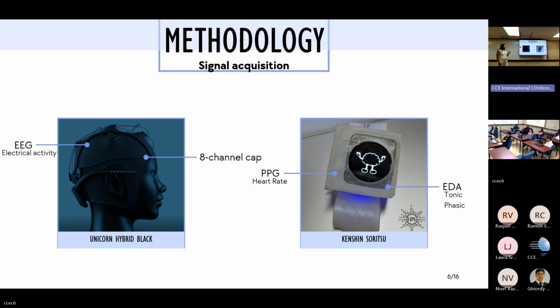Why did we use this equipment? First, the electroencephalograph gives us electrical activity, and Kenshin Suritsu helps us to have information about our heart, and electrodermal activity gives us information about tonic and phasic response.